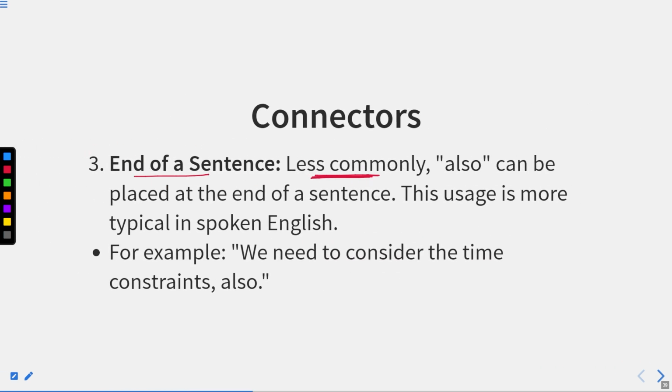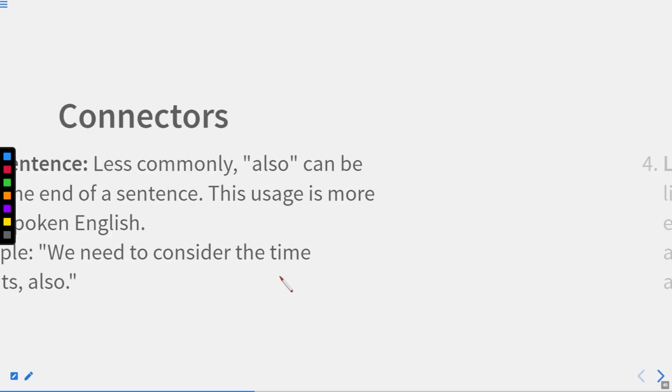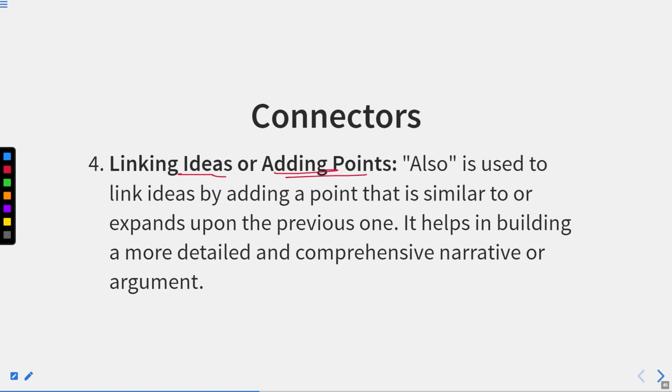End of the sentence, less commonly. It means we should avoid using "also" at the end of the sentence. It should not be used, but in speech we use it. "Also" can be placed at the end of the sentence, but we should avoid using it in speech as well. Only after that will our communication improve. This usage is more typical in spoken English. We need to consider the time constraint also. However, this should not be used at all.